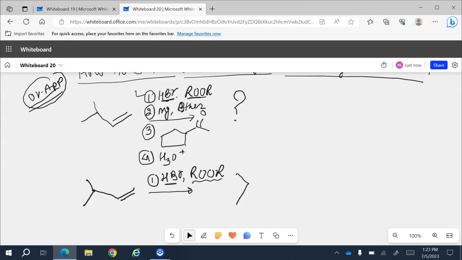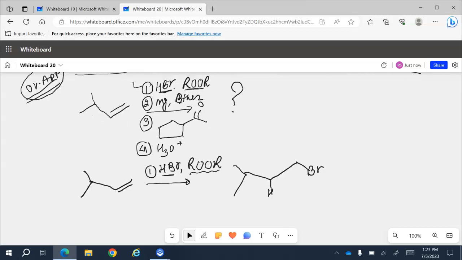Now, in this case, hydrogen will be added to this carbon here, and bromine will be added to the carbon containing the larger number of hydrogens. So this is the first step product.